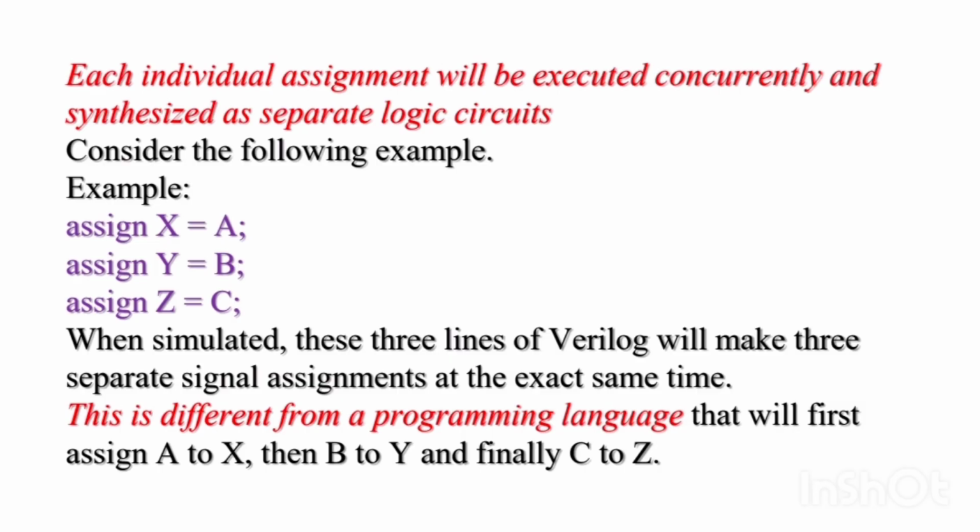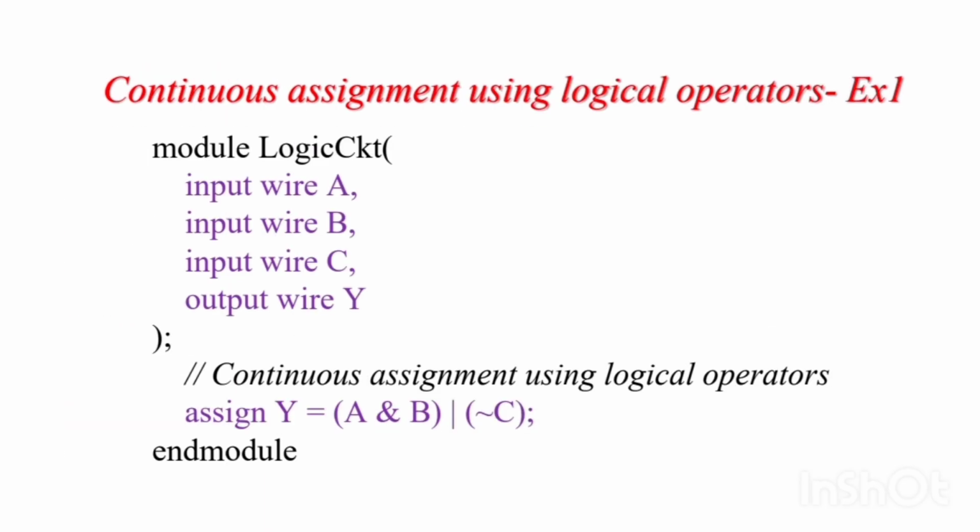It is different from programming languages, where at first a is assigned to x, and then b to y, and finally c to z. Continuous assignment with logic operators is illustrated here. The example is module logic_ckt, and here the port declaration is done with the input wires a, b and c. Then the output wire is y.